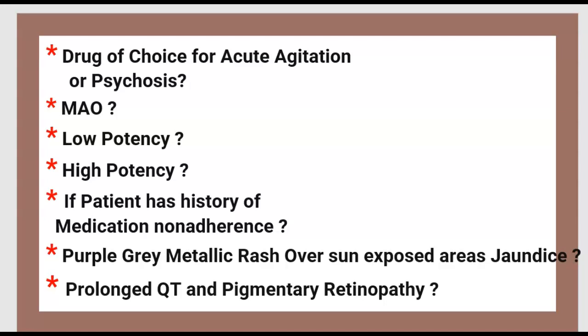What is the drug of choice for acute agitation or psychosis? Low potency, high potency. If patient has history of medication non-adherence. Patient with purple-gray metallic rash over sun-exposed area and jaundice. What is your diagnosis? Patient has prolonged QT and pigmentary retinopathy. What is your diagnosis? 2 minutes to think about this question.